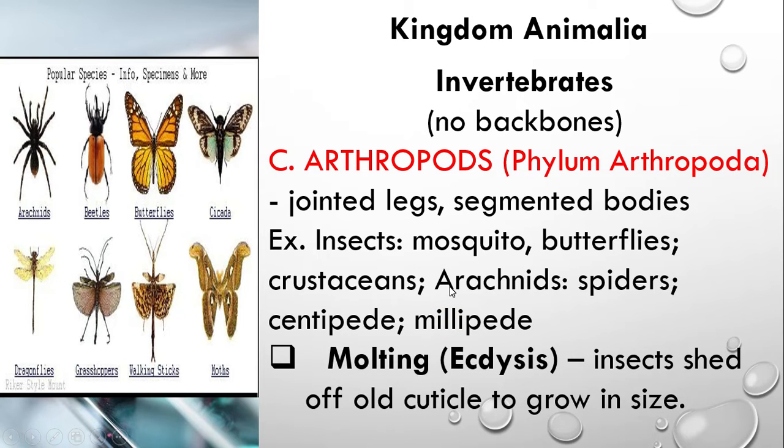Okay? So one of the characteristics expressed by these arthropods is they undergo the process of molting or ecdysis, in which they shed their old cuticle whenever they grow in size, like shedding. So for example, the crustaceans, they shed their skin so that they can grow bigger. Okay, so like shedding, some insects undergo molting or ecdysis.